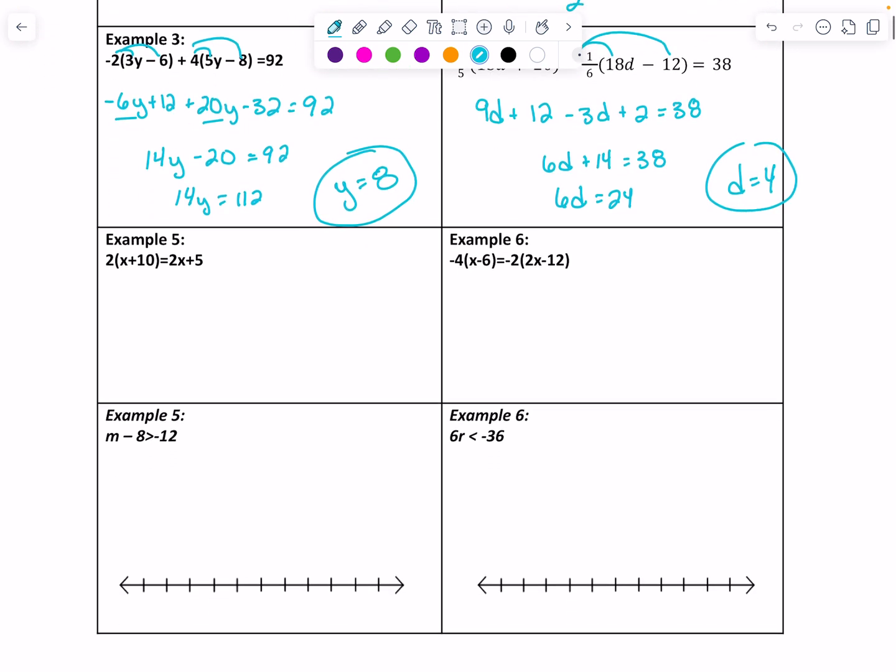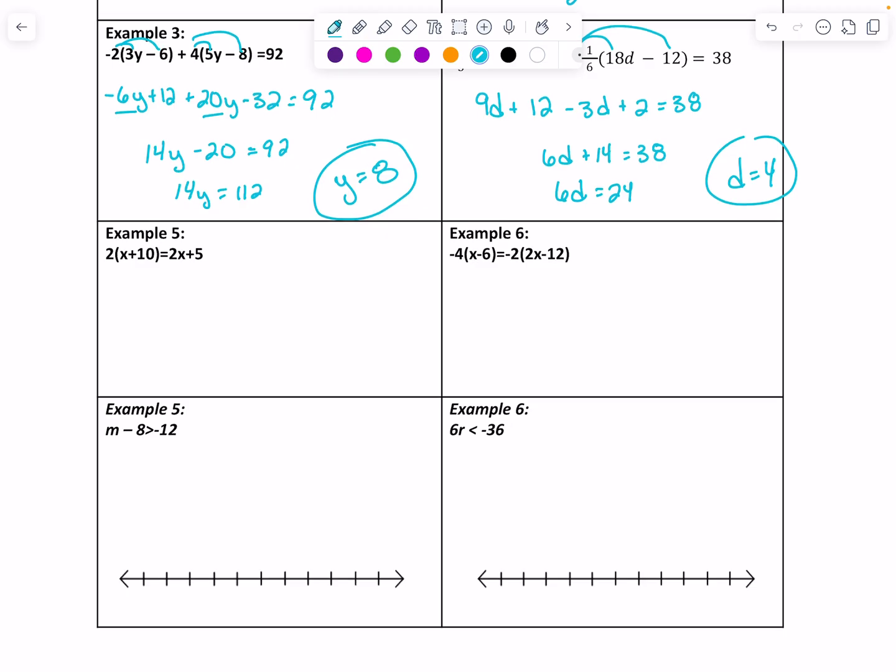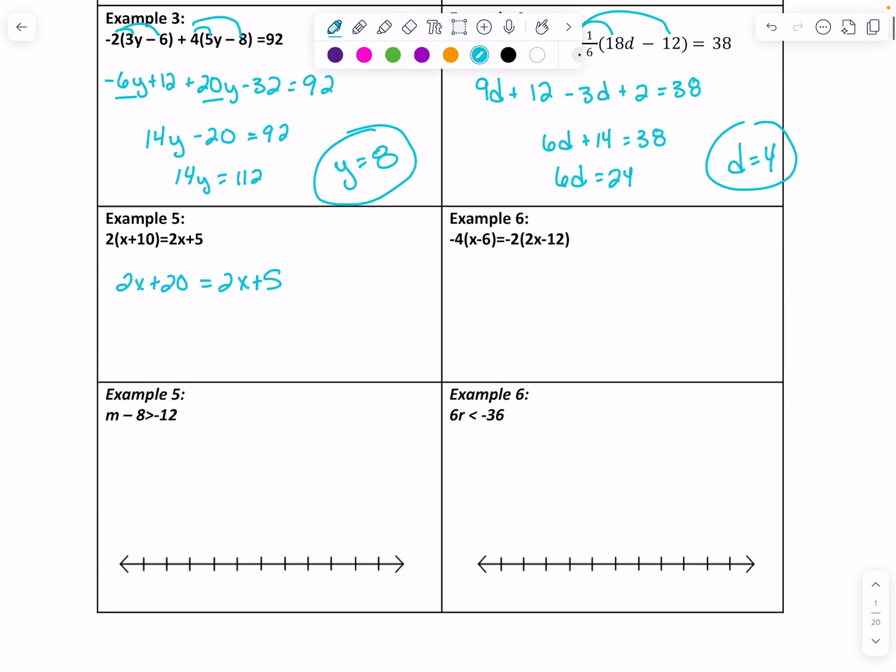This should be review. This is a skill from algebra, so you should have done that in 8th or 9th grade. Example 5: distribute, 2x plus 20 equals 2x plus 5. I didn't say this up top, but when I have variables on both sides, at this point you're just combining stuff, so you can do whatever you want. But when I have variables on both sides, I like to combine the variables first. The reason is that now I'm left with 20 equals 5, which is not true. So this has no solution.